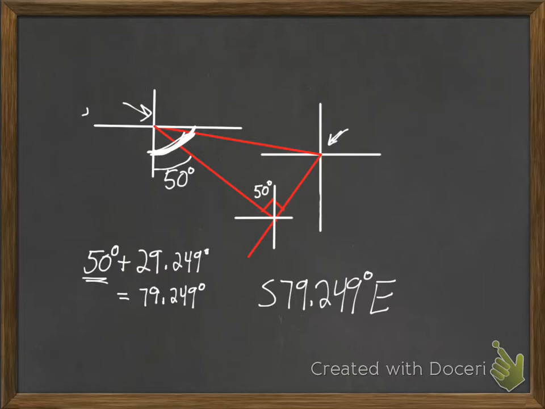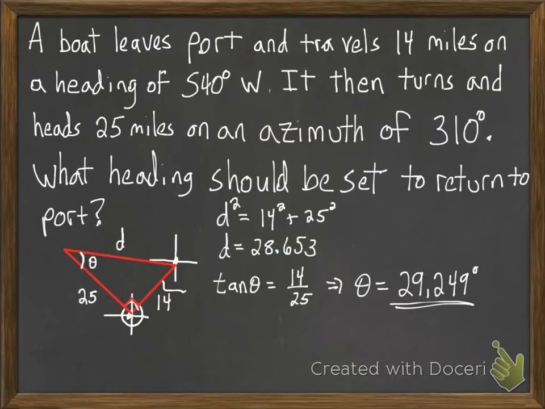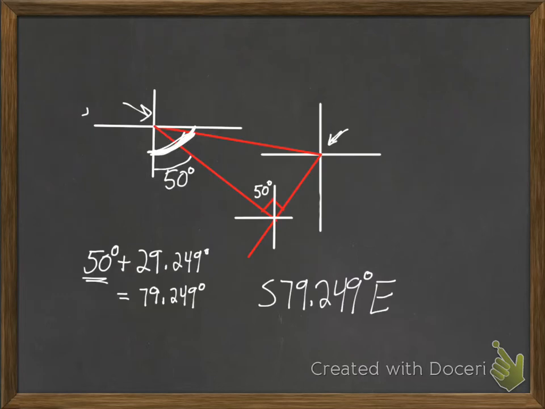So it turns out that I actually did not even need to know that 28.653. And sometimes in these problems you will end up finding stuff that you really don't even need. So the fact that we found it, we didn't need it. We just now know how far we have to travel: 28.653 miles on that heading of south 79.249 degrees east.